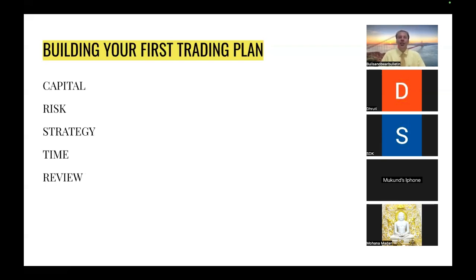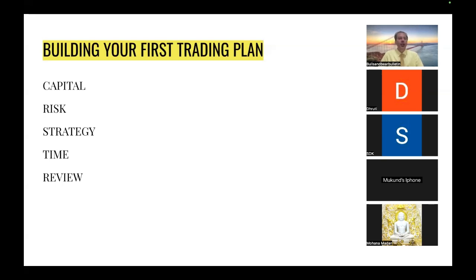Well, coming to another important part: building your first trading plan. I talked about the mistakes; now this is about planning. So first is to decide what kind of capital you can afford to begin with. Whether it's 50,000, 1 lakh or 10 lakh, you should bring in capital based on your affordability, in terms of your comfort zone.